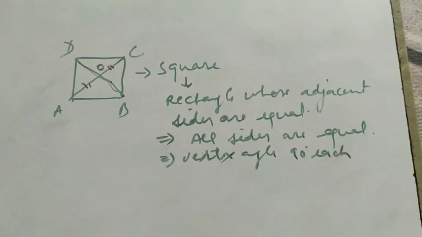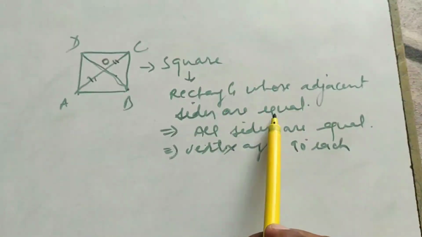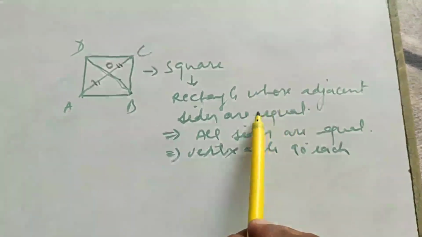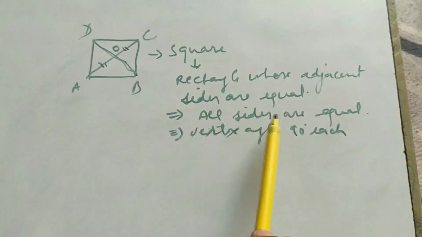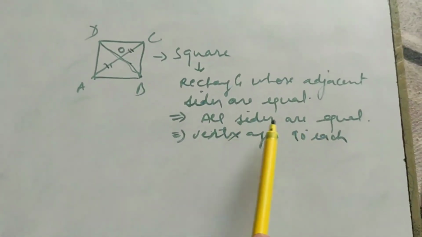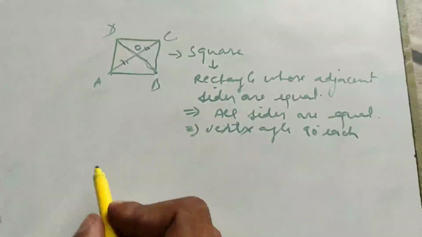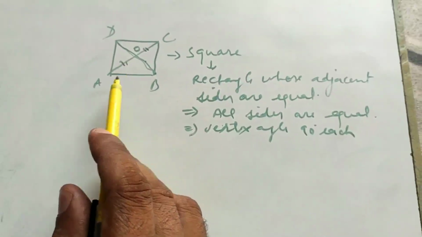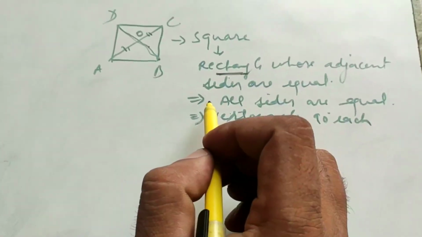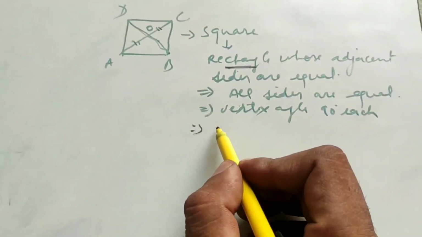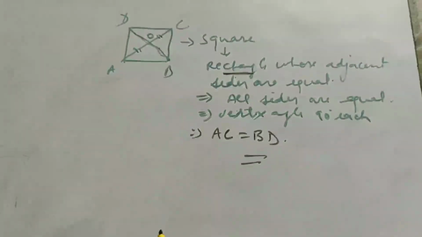Now we discuss some properties of a square. A square is a rectangle whose adjacent sides are equal. If in a rectangle adjacent sides are equal, then it will be a square. What does it mean? It means all sides of a square are equal and each vertex angle is 90 degrees. Now we consider the properties of the diagonals. It is a kind of rectangle, so it has all the properties of a rectangle. So one more property was that the diagonals are equal, AC and BD are equal.